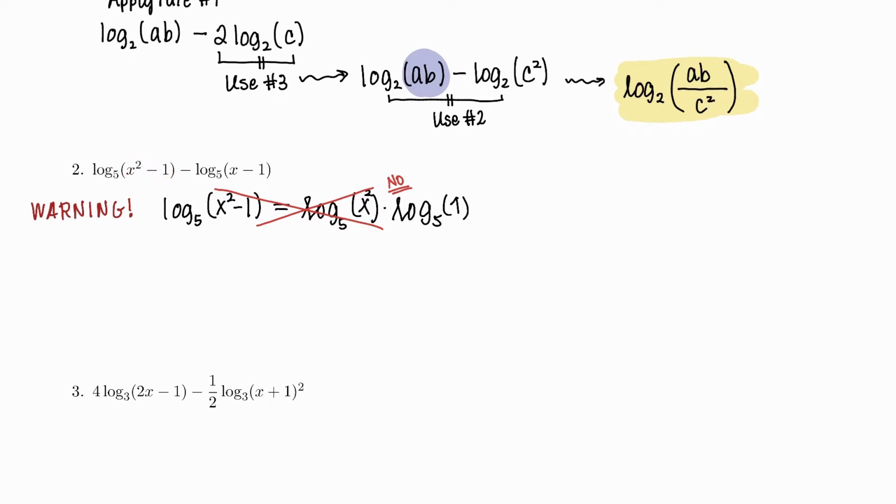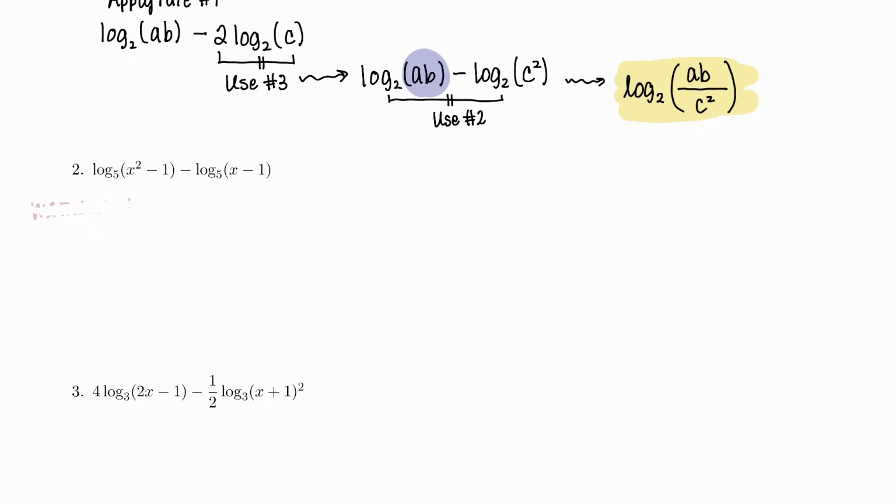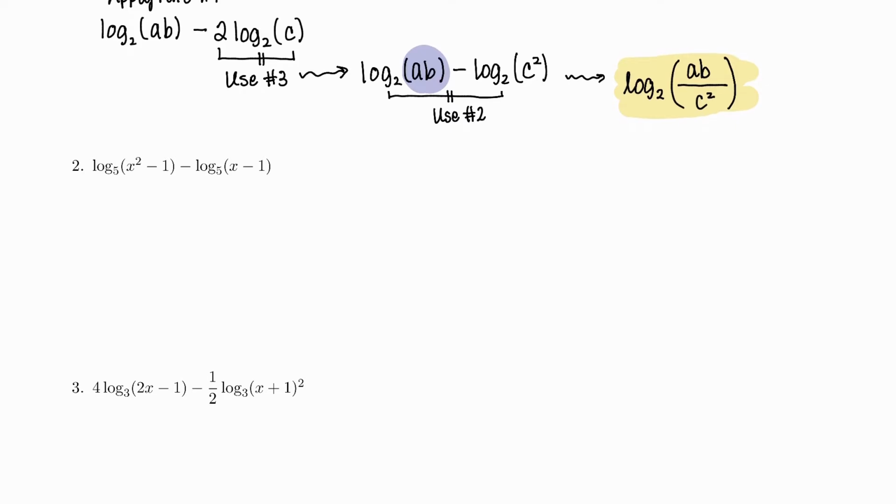Okay, so let's do this the right way so that I can show you how to do it the right way. And we'll get rid of the warning. But make sure you remember the warning because I swear it's tempting. The only thing that I can do right now is apply rule 2, which is the subtraction thing, to rewrite this as log base 5 of everything in the first logarithm, so x squared minus 1, divided by everything in the second logarithm.